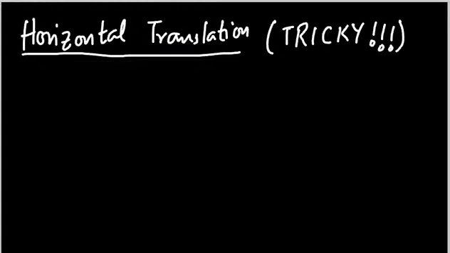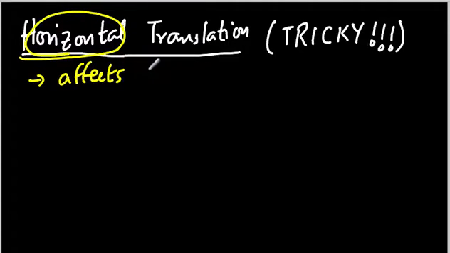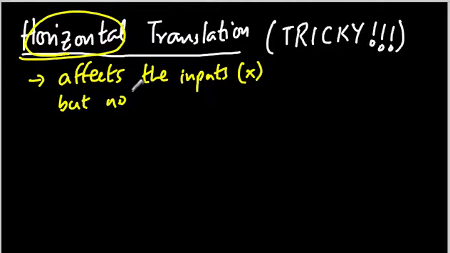Just like the name suggests, if we're translating something horizontally, it means that it affects the inputs, which means the x's, but not the outputs. So I'm going to explain this via an example.